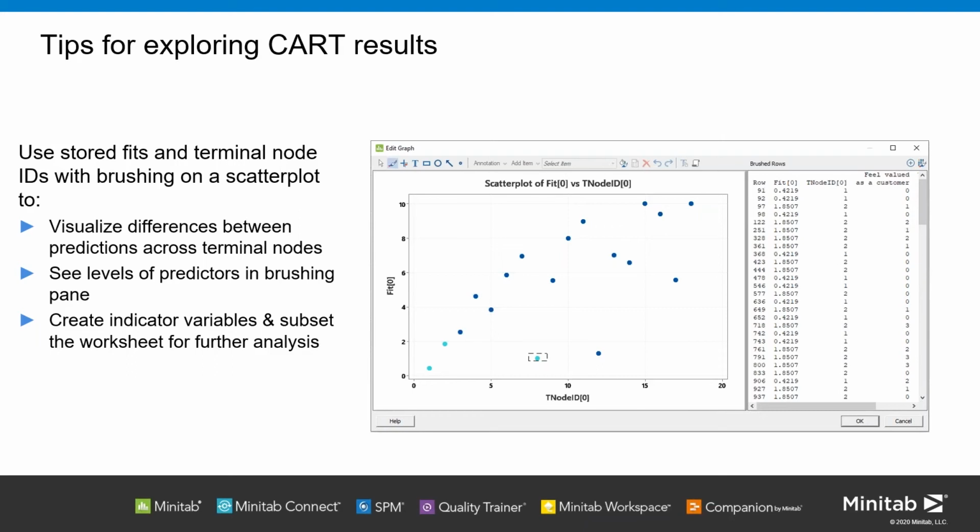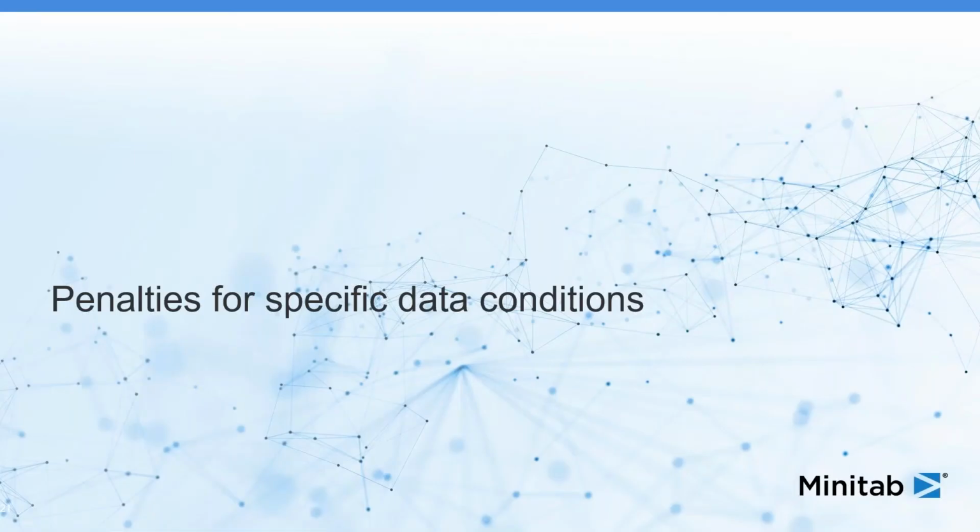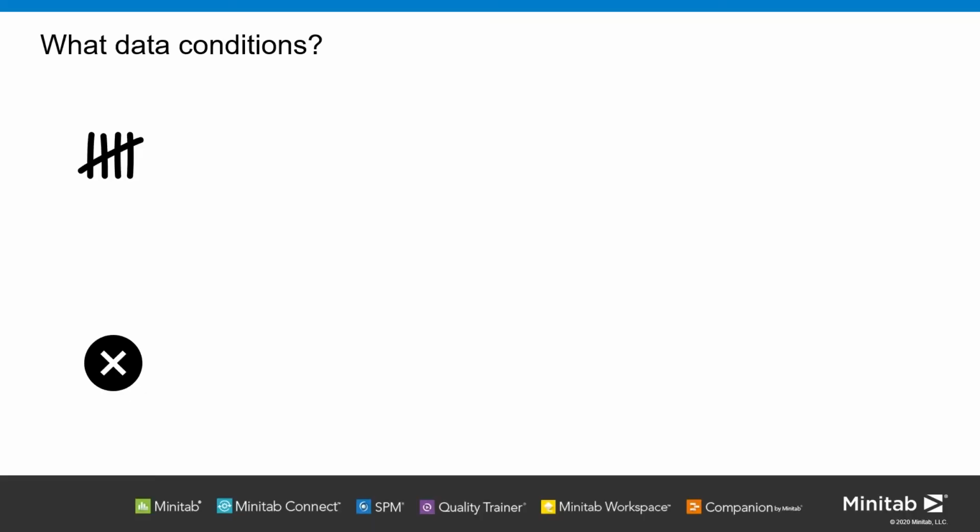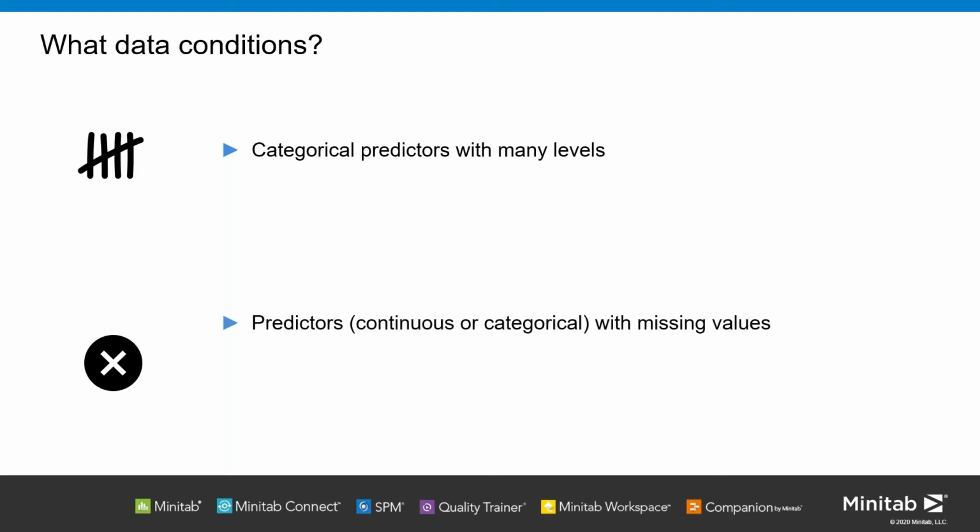So now that we've looked at some options for exploring your CART results visually, let's talk about options for setting some penalties. So penalties for specific data conditions. And so you might be asking yourself, what data conditions are we talking about here specifically? Well, there's two different data conditions that I want to talk to you about today. The first one would be categorical predictors or inputs with many levels, right? So a predictor that is categorical and has a lot of different levels. And the other data condition involves predictors, which could be continuous or categorical, with a lot of missing values, okay?